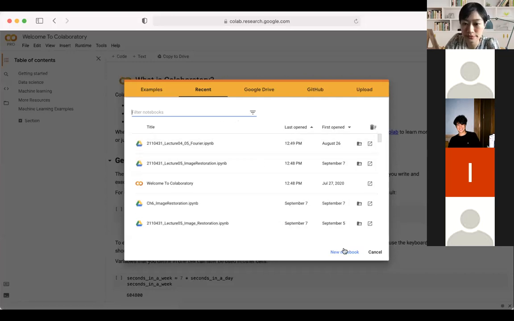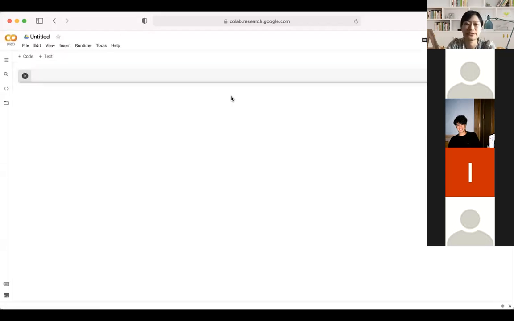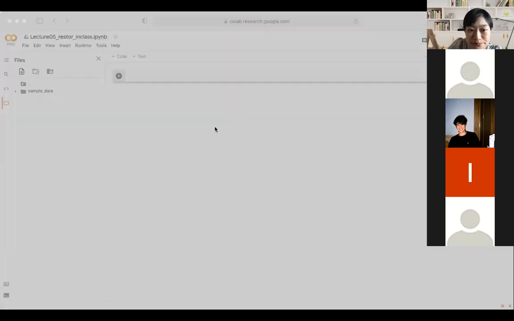Okay, so I create a new one. So let's do it together. Today is lecture 05, and it's restoration in class. So I would need the NASA image, right? The NASA image. So I will just add the NASA image.